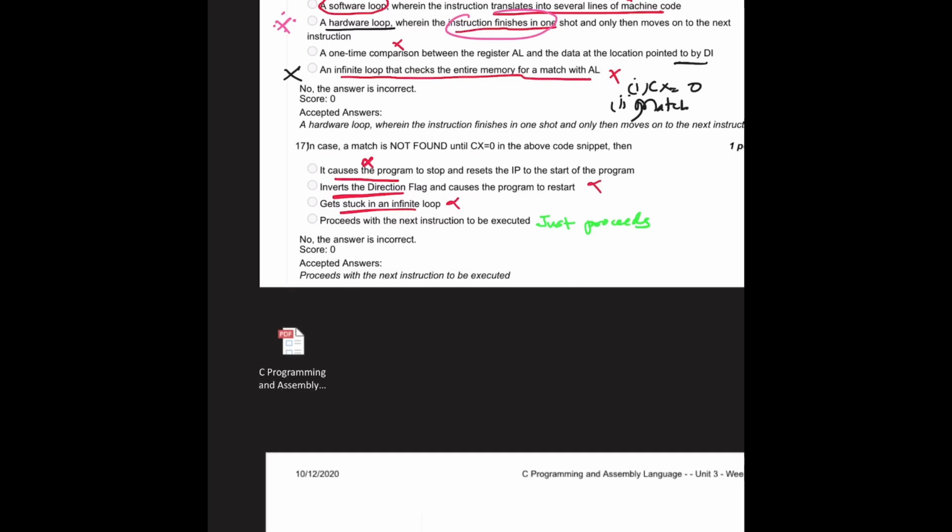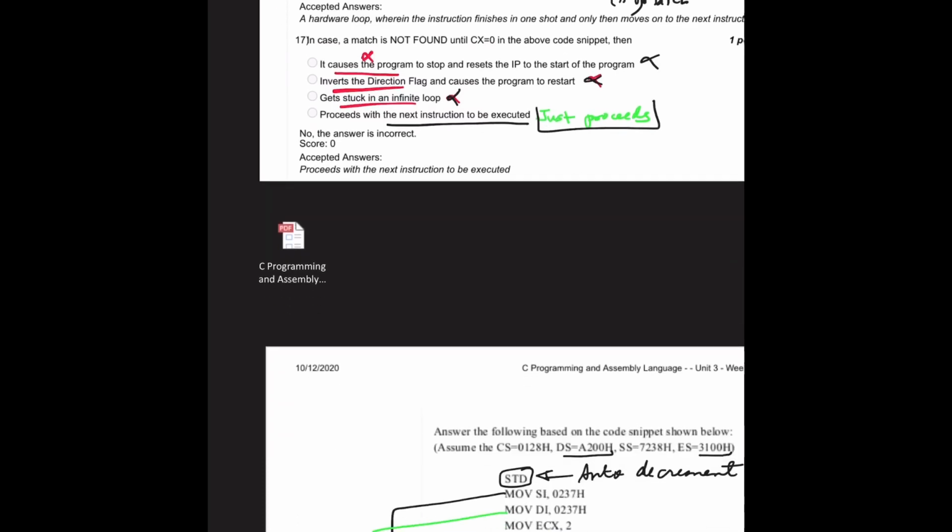Question 17. In case a match is not found until CX equal to 0 in the above code snippet, then it causes the program to stop and resets the IP to the start of the program. No, this does not happen. Inverts the direction flag and causes the program to restart. No, this does not happen. Gets stuck in an infinite loop. No. Proceeds with the next instruction to be executed. So it just proceeds. It proceeds in exactly these two cases, wherein either CX goes to 0 and does not find a match, or if it finds a match, it stops there and goes to the next instruction.